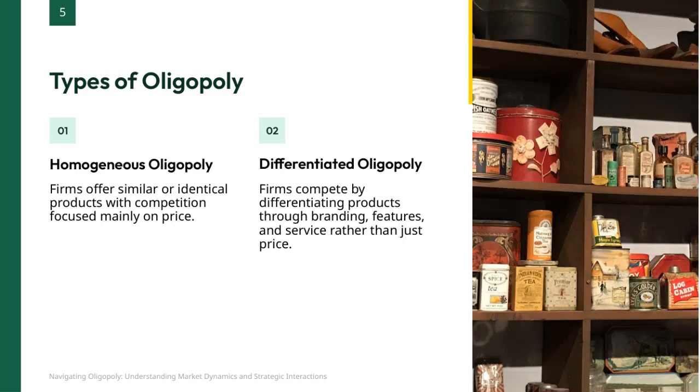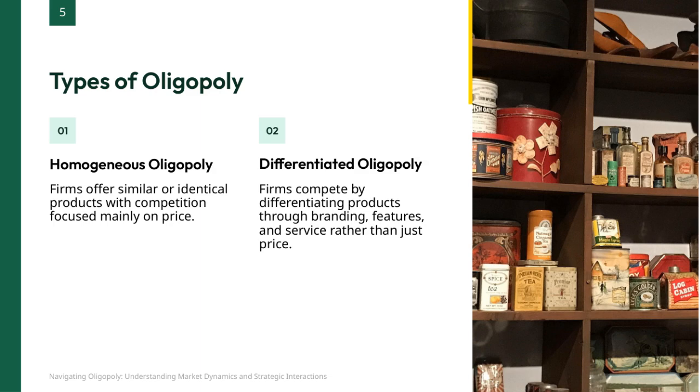Here we're looking at two main types of oligopoly. First, the homogeneous oligopoly, where firms offer products that are very similar or even identical. In this scenario, competition centers largely on pricing strategies since the products themselves don't differ much.